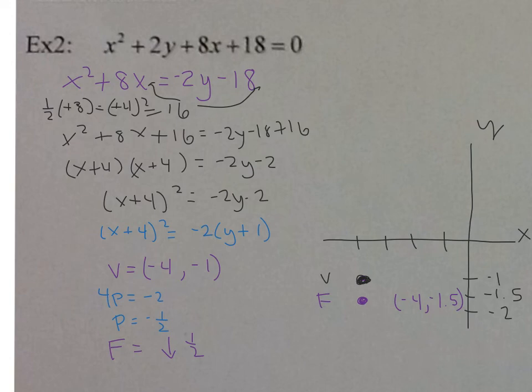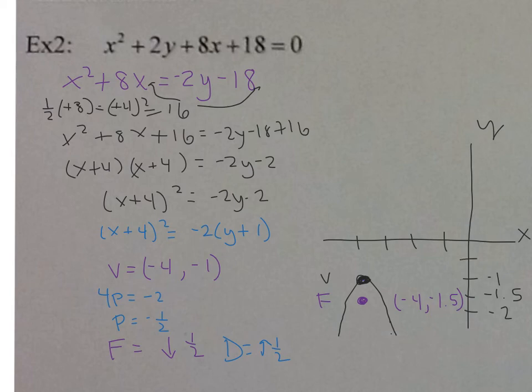Is it concave up or is it concave down? I notice that my focus is below my vertex, so it's concave down. That means my directrix has to be above my vertex, up here someplace. So if I'm going down for my focus, for my directrix, I actually have to go up 1/2. It has to go in the opposite direction.